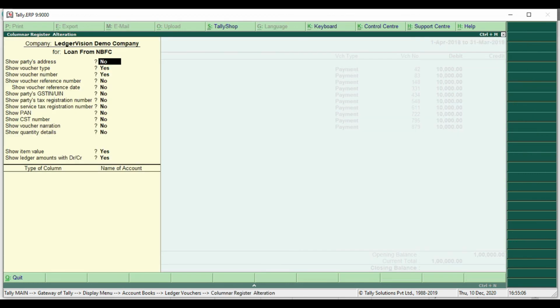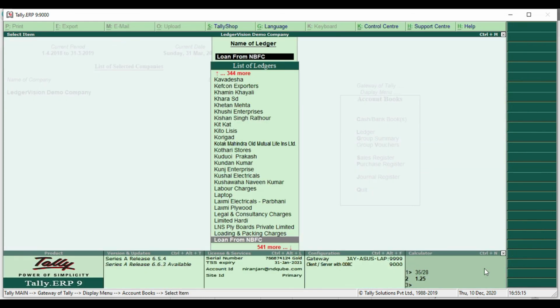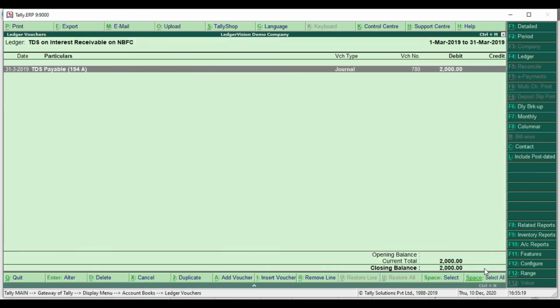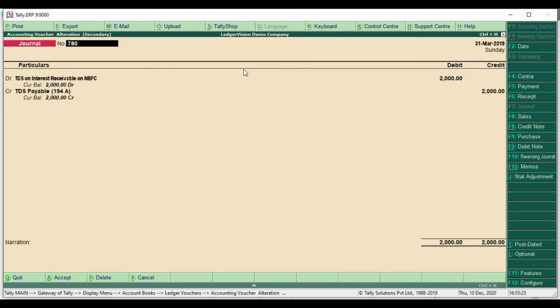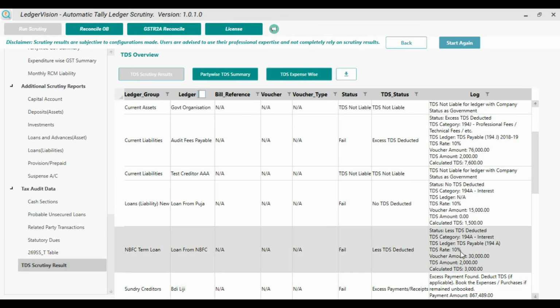when you go for columnar details, you will get the amount of total interest paid to NBFC as 30,000. Now, in case of NBFC, you have to pay EMI first, then you have to deduct the TDS. When you deduct the TDS, you have to keep it under loans and advances as receivable, and this is the entry for TDS. Technically, if 30,000 rupees are paid, then 10% of 30,000 should be 3,000, but this amount is lesser. Only 2,000 is deducted as TDS. That's why the software is showing that there is a less deduction of TDS.